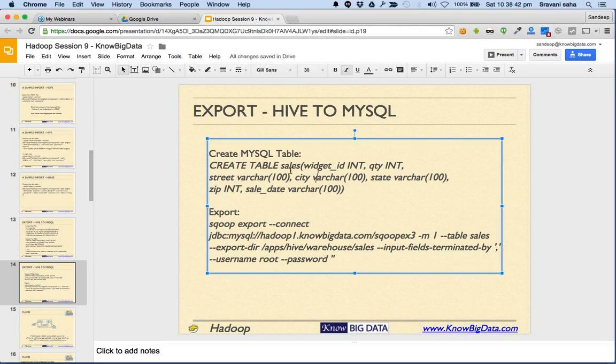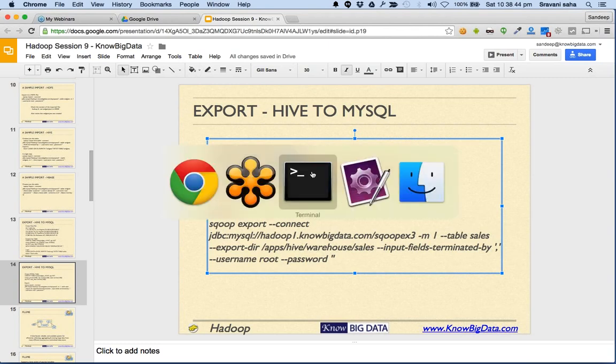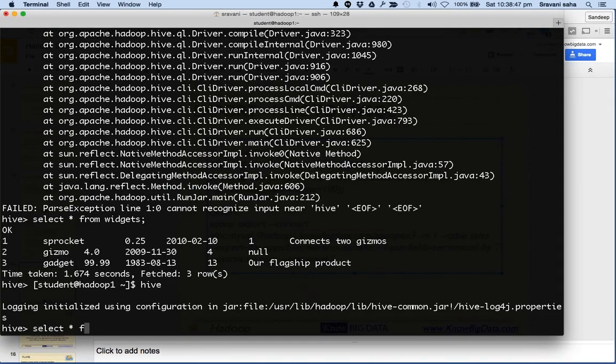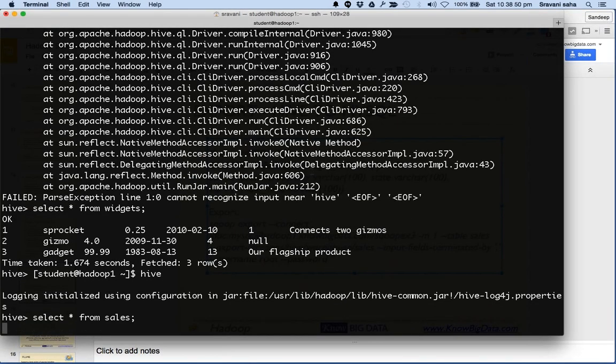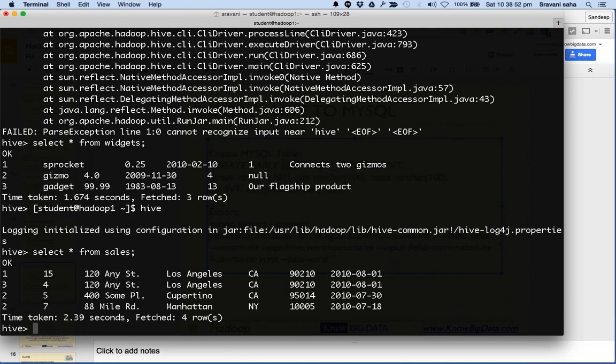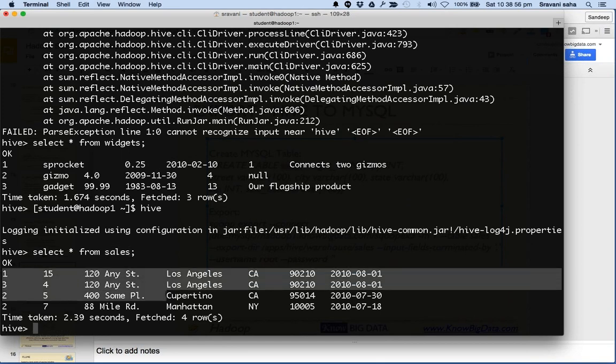Okay, you can see that. Let's say, is there already a sales table? Select star from sales. So we already have created this table called sales. This contains these many records. We are trying to copy this into MySQL.